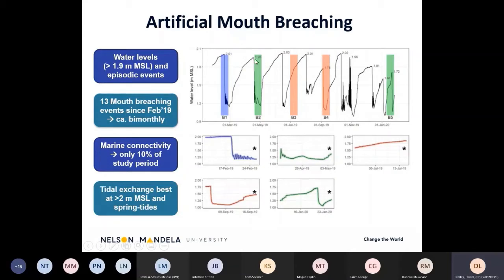These other breaching events in the green, they're breached, but because they were breached at lower levels, you don't actually get any tidal intrusion, and the mouth basically immediately starts closing again. So you're not actually facilitating any exchange or any connectivity. So just based on this, it seems that if you want to improve your flushing, your best bet is to at least go at about 2 meters, and obviously to do this on spring tides.